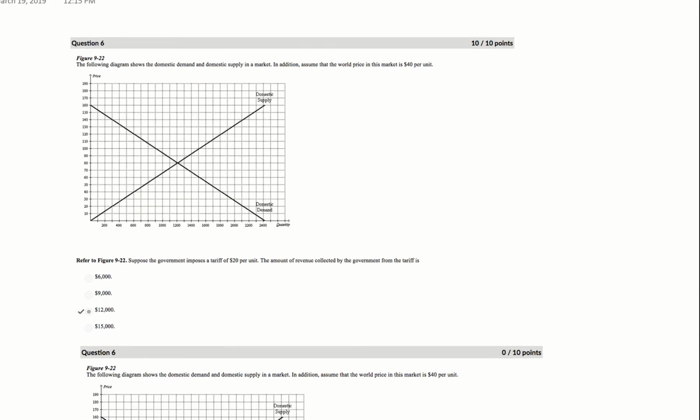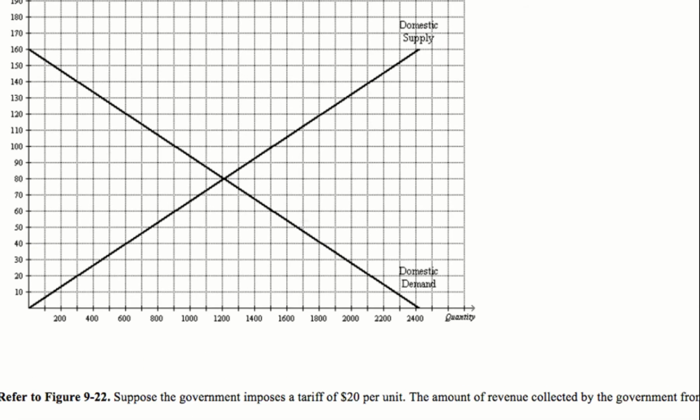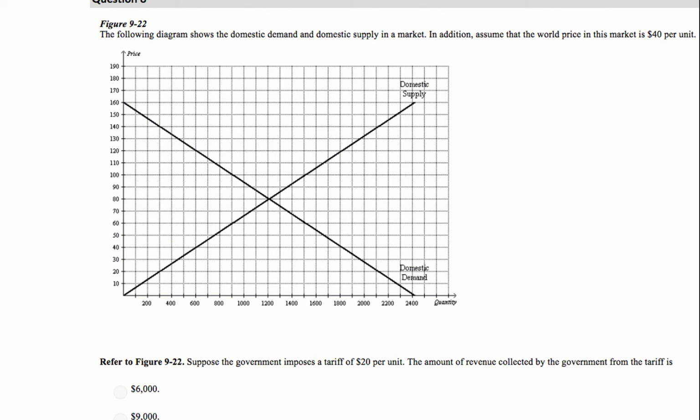Alright, so first question, the following diagram shows domestic demand and domestic supply in the market. In addition, assume the world price in this market is $40 per unit. Before we look at the question, first thing to know is that we have a world price which is $40. Let's draw a line here. This is the world price.